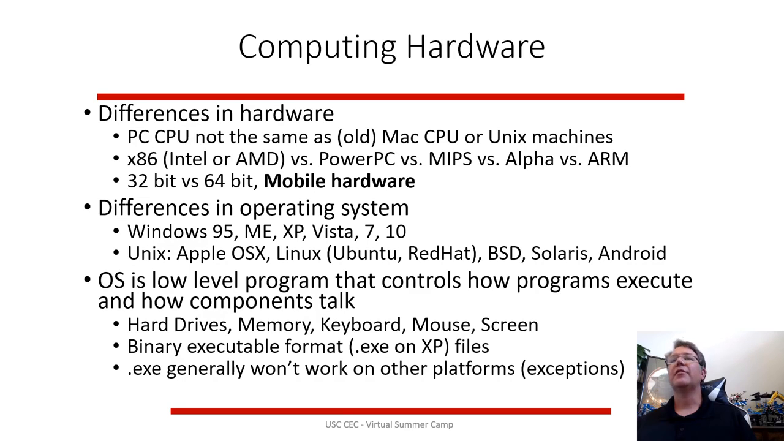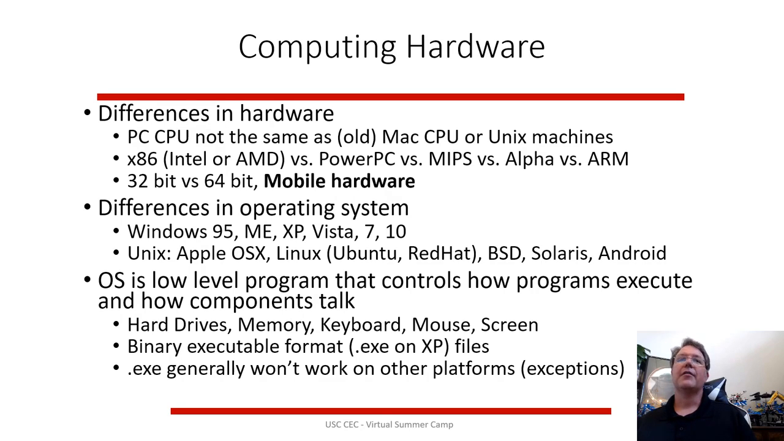There are lots of different types of chips, but like I said, the desktop and laptop machines are getting to be pretty much compatible. Mobile hardware is not as compatible right now. There are a lot of differences there, and a lot of differences in operating systems. You can run lots of different versions of Windows. Every few years there's a new version, it seems like.